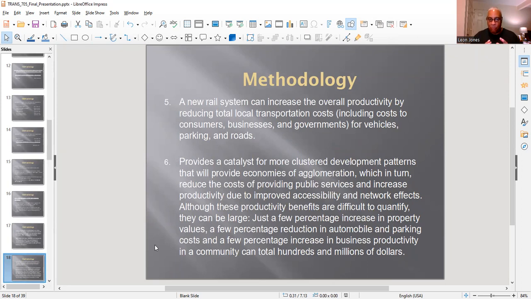Just a few percentage increase in property values, a few percentage reduction in automobile and parking costs, and a few percentage increase in business productivity in a community can total hundreds of millions of dollars.